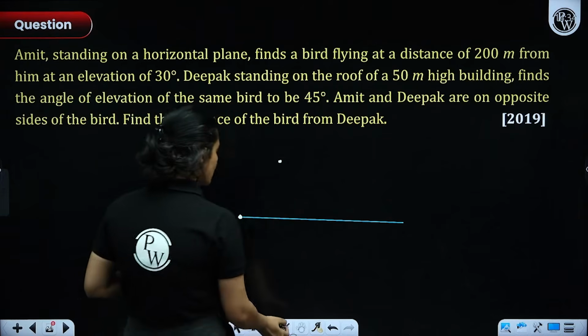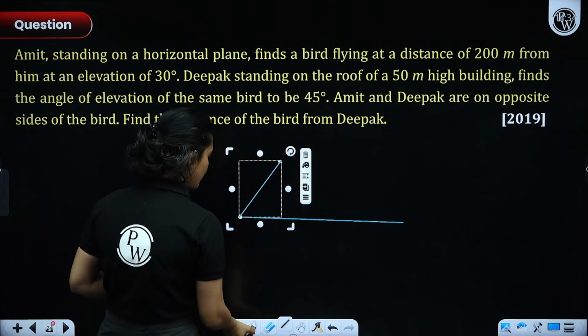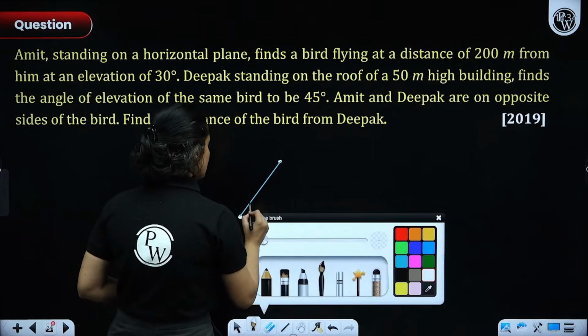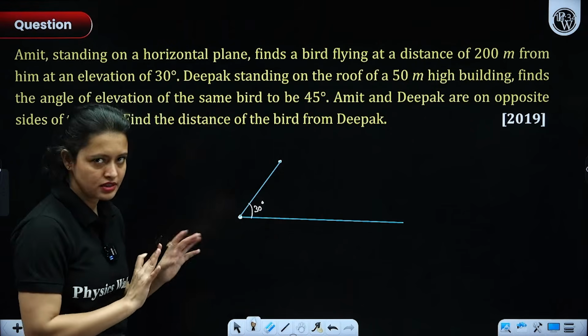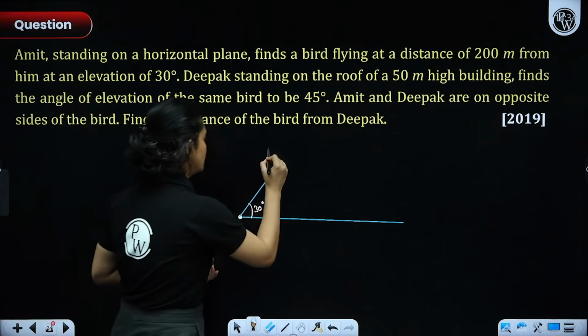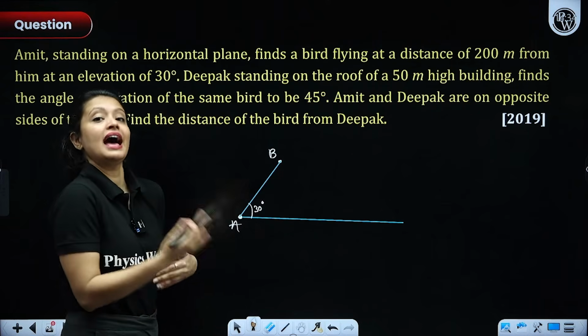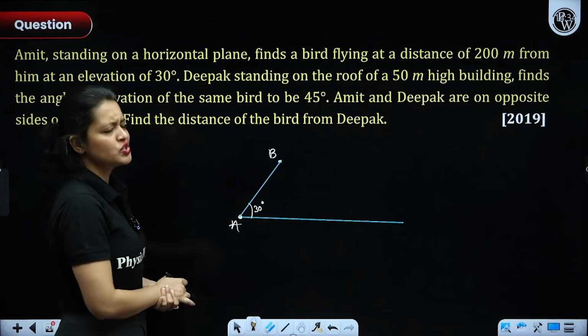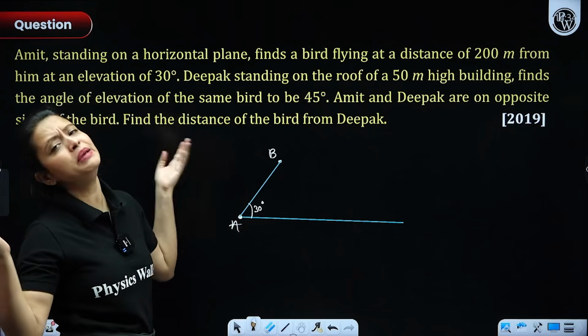Okay? So he finds this bird flying at an angle of what? At an angle of elevation of 30 degrees. So this angle of elevation is 30 degrees. I hope this was clear to everyone. Simple hai. Okay? This is Amit A. This is bird B. Okay, now Deepak. So we have another person, Deepak. He also has nothing to do, so he is just standing on the roof of a 50-meter high building.